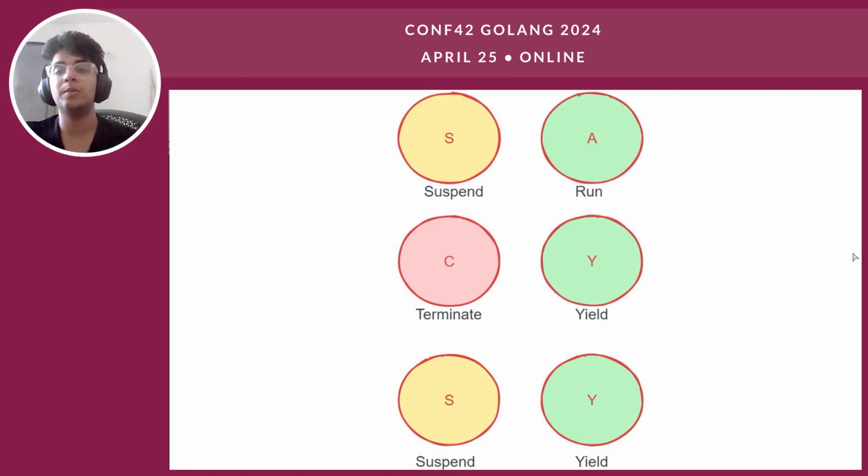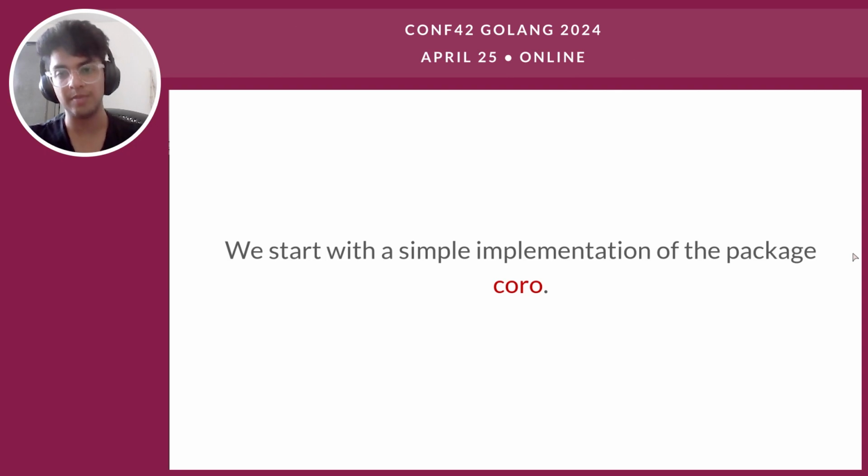A coroutine can do a bunch of things. It can suspend itself, run another function or coroutine, terminate itself, or yield back control. It doesn't need to terminate itself. It can just suspend itself to yield back control. So let's start with a simple implementation of the package Coro.